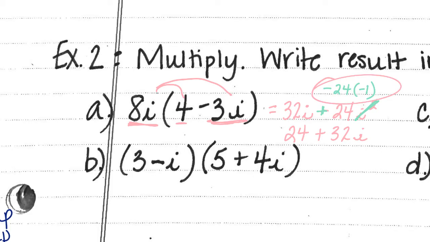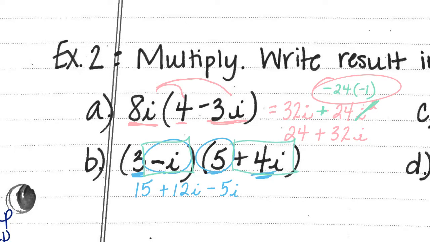So look at B, we do have to FOIL. 3 times 5 is 15. My outer terms, 3 and 4i, is 12i. My inner terms, 5 and -i, multiply to be -5i. And my last terms, a -i and a positive 4i, is -4i squared.